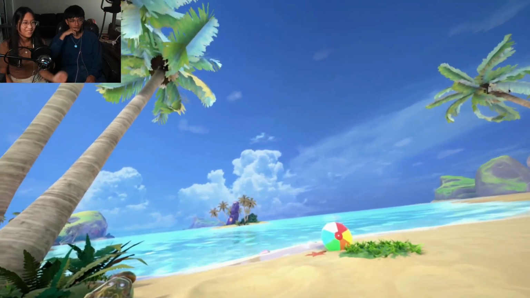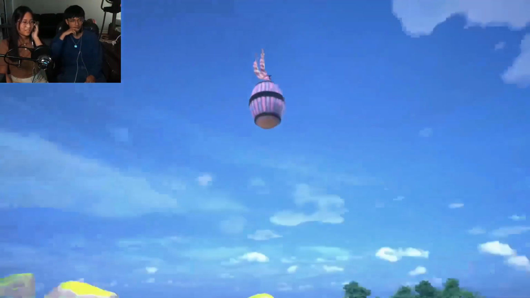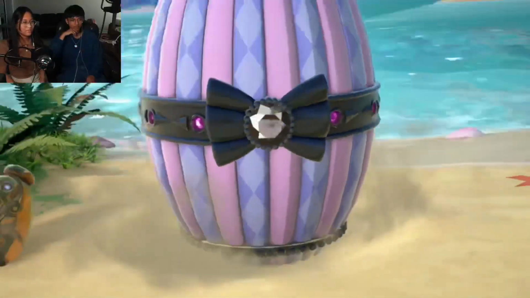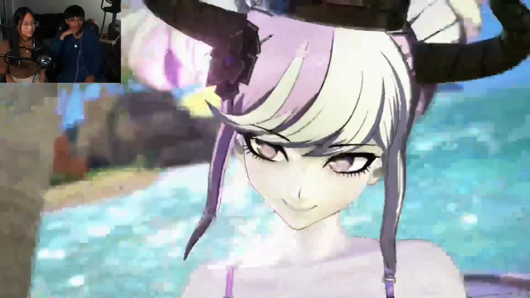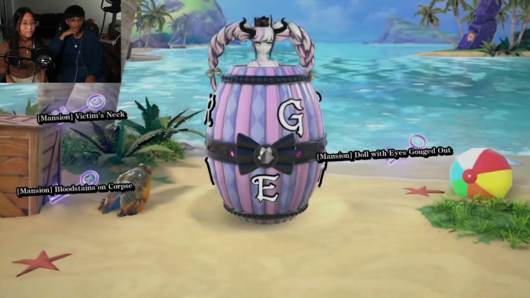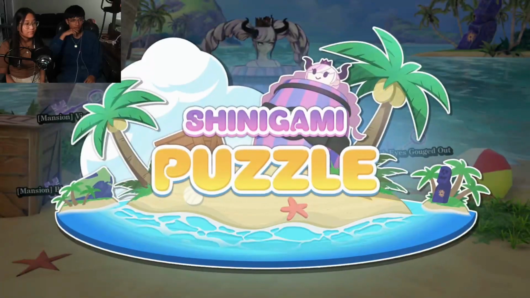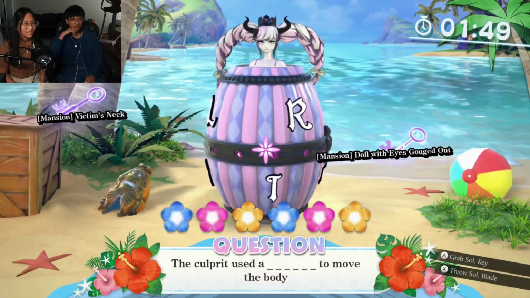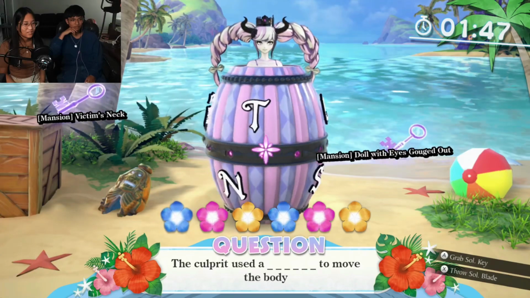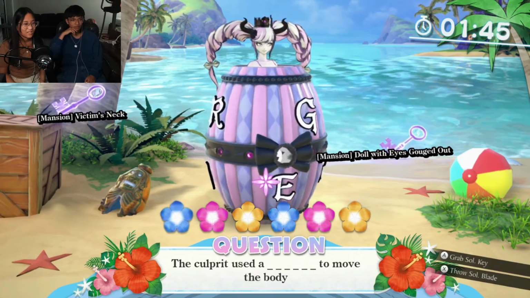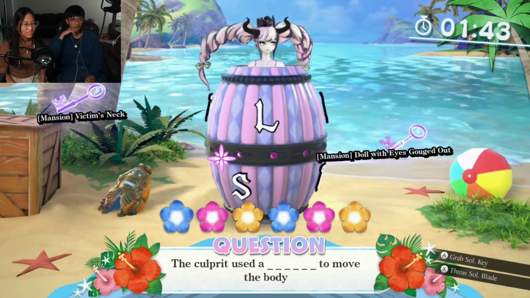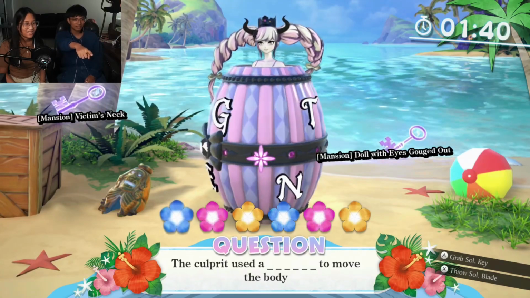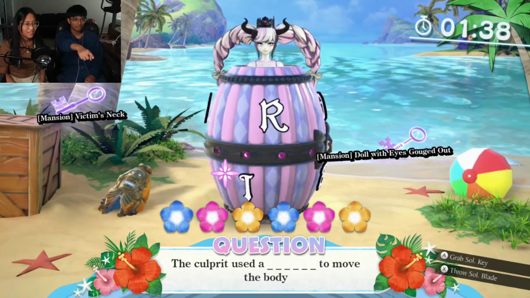How was the corpse moved? Is it thread? Are you gonna say that? Let me see how many letters are here first. Shinigami puzzles. Look at her chibi version. String? S, hit the S, hit the S. Oh wait, no. Okay.